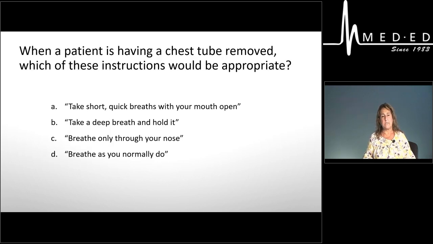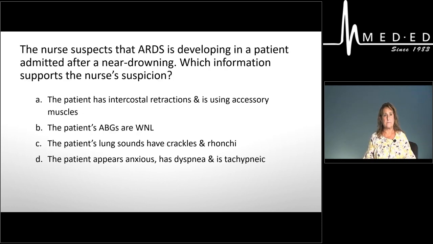When a patient is having a chest tube removed, which of these instructions would be appropriate? Take short, quick breaths with your mouth open. Take a deep breath and hold it. Breathe only through your nose, or breathe as you normally do. And the answer is take a deep breath and hold it. What we're trying to do is get the patient to create a Valsalva effect so that when we pull the tube out, they don't suck air in and exacerbate their pneumothorax.